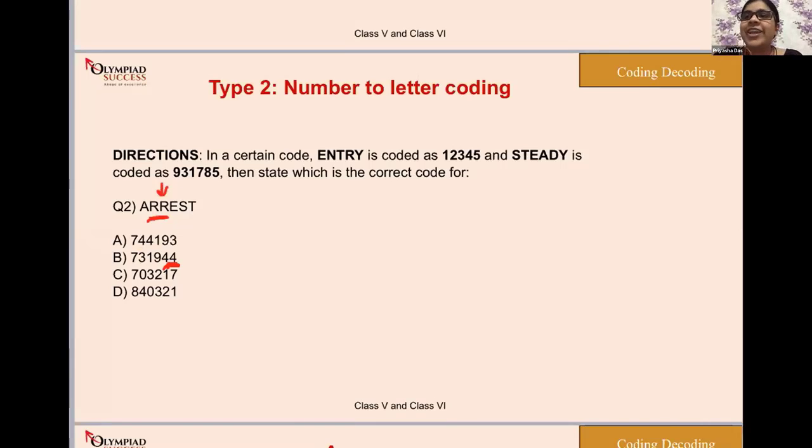One more interesting thing is T, guys. If you see that all the last digits are different, then we will just go and search for T. What is the code value of T? The code value of T is 3. So therefore, in the last digit, which of the following options is having a 3 in the last place?